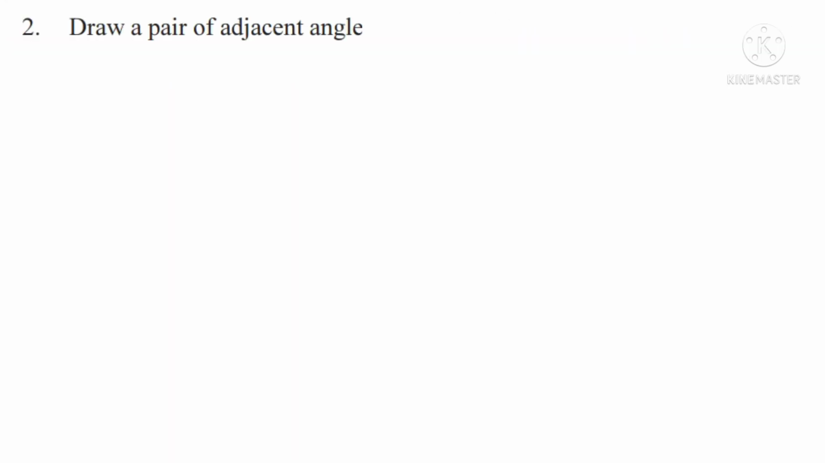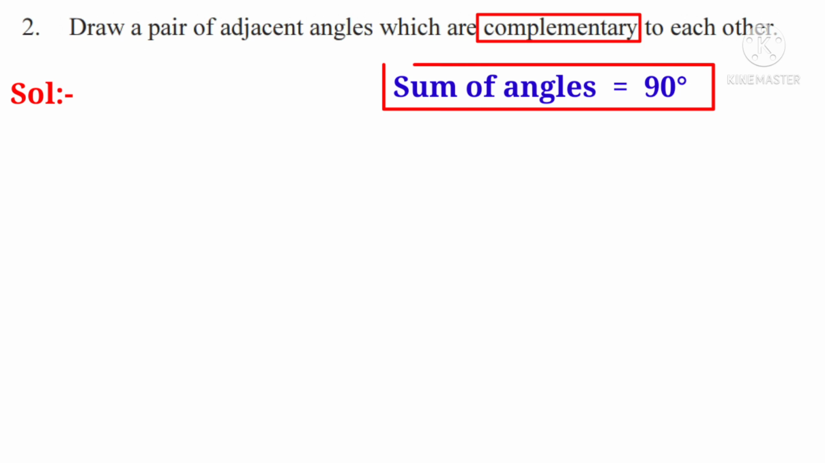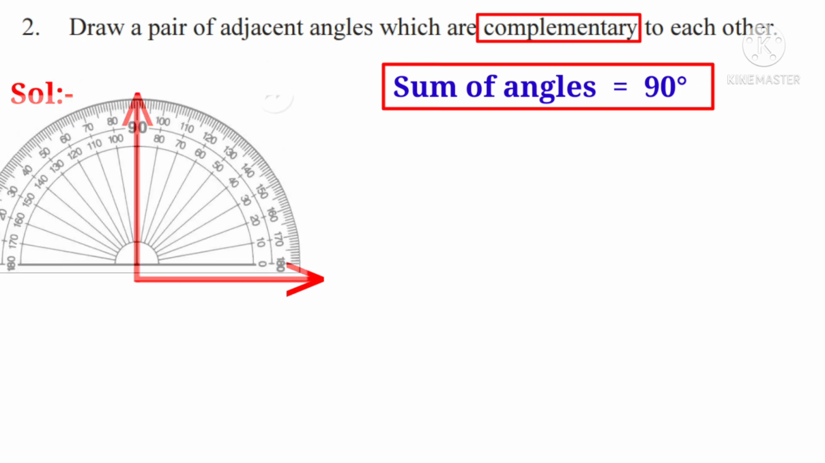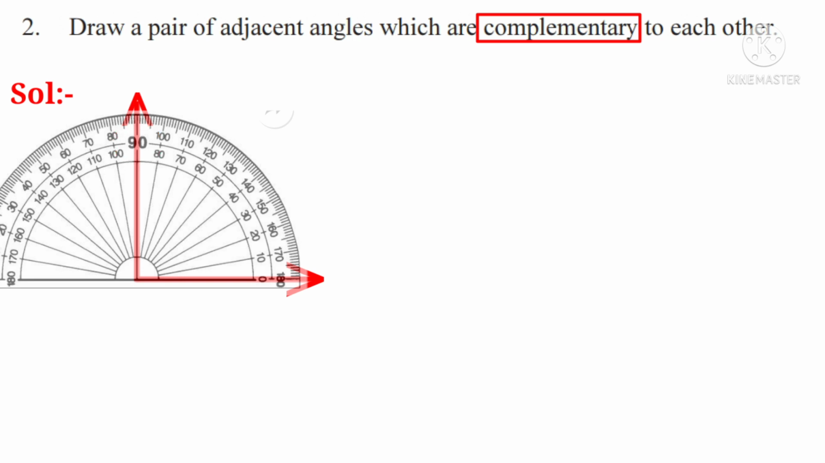Now second problem. Draw a pair of adjacent angles which are complementary to each other. Solution. Here observe the word complementary. It means the sum of the angles is equal to 90 degrees. So draw two rays in an L shape and see the angle on the protractor. It shows 90 degrees. So the L shape figure shows 90 degrees.